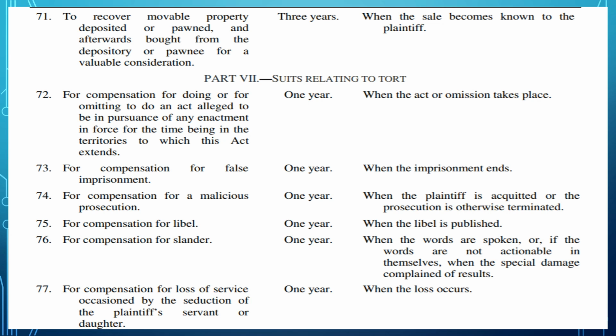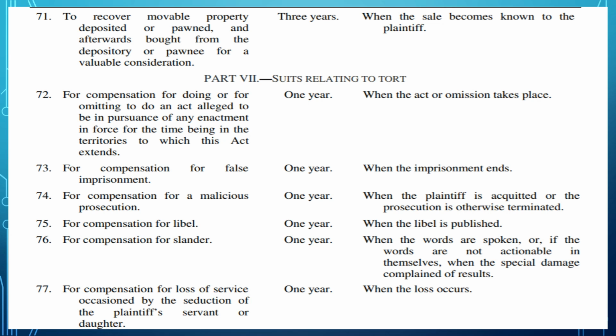Part 7 speaks about suits relating to tort. In cases where enactment says that you are not supposed to do something and you do it, and where enactment says that you are supposed to do something and you don't do it, in both these cases, you are supposed to pay compensation. And that compensation can be claimed against you within 1 year when the act or omission takes place. And in case of false imprisonment, within 1 year when the imprisonment ends, compensation can be claimed. And in case of malicious prosecution, compensation can still be claimed within 1 year when the plaintiff is acquitted or the prosecution is otherwise terminated.